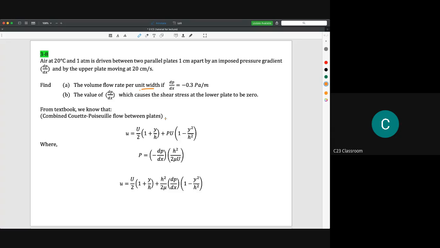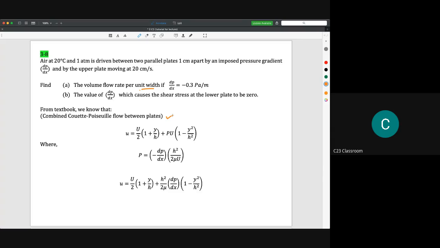So you can open your textbooks, around page 111. This is just a bonus actually, because in our notes we define it separately. We discuss the Couette flow, and then we discuss Poiseuille flow. So if you turn to page 110, we have the combined Couette and Poiseuille flow between plates.